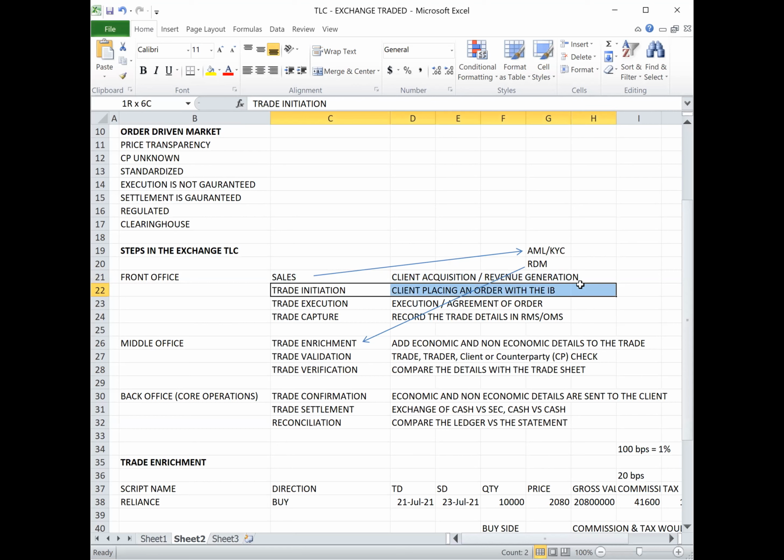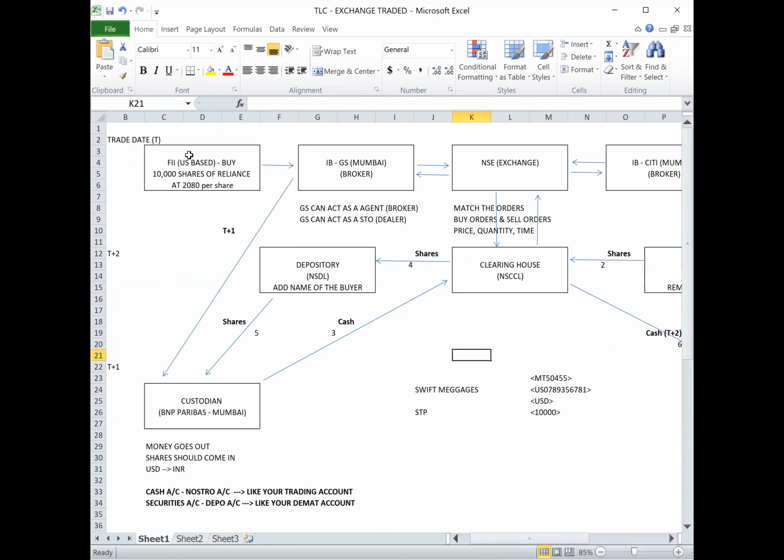Are we clear with this? Can you please repeat once? This is trade initiation. What is happening here? Vanguard is reaching out to a trader sitting in the equity trading desk of the front office of Goldman Sachs and saying that I want to buy 10,000 shares of Reliance. It is placing an order with the broker, with the investment bank. That's what we call trade initiation. Are we clear? Yes, sir.